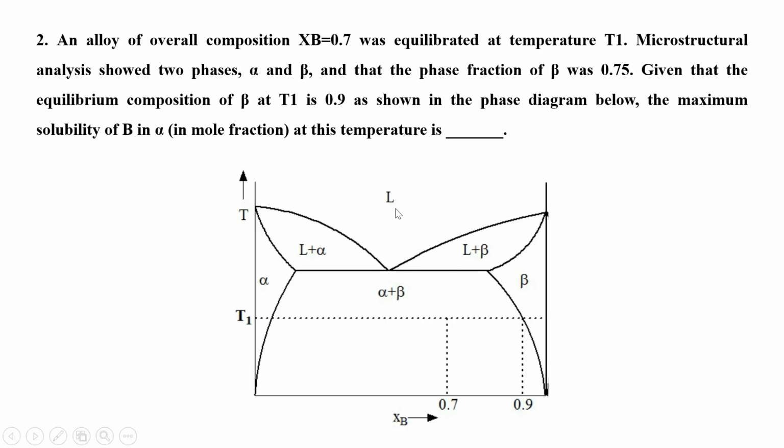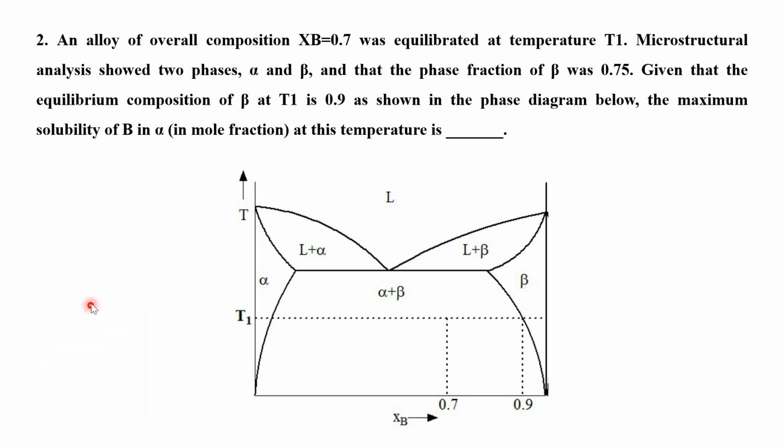An alloy of an overall composition Xb equal to 0.7 was equilibrated at temperature T1. Microstructural analysis showed two phases, alpha and beta, and the phase fraction of beta was given to be 0.75. Given that the equilibrium composition of beta at T1 is 0.9, as shown in the phase diagram below, the maximum solubility of B in alpha at this temperature is dash.